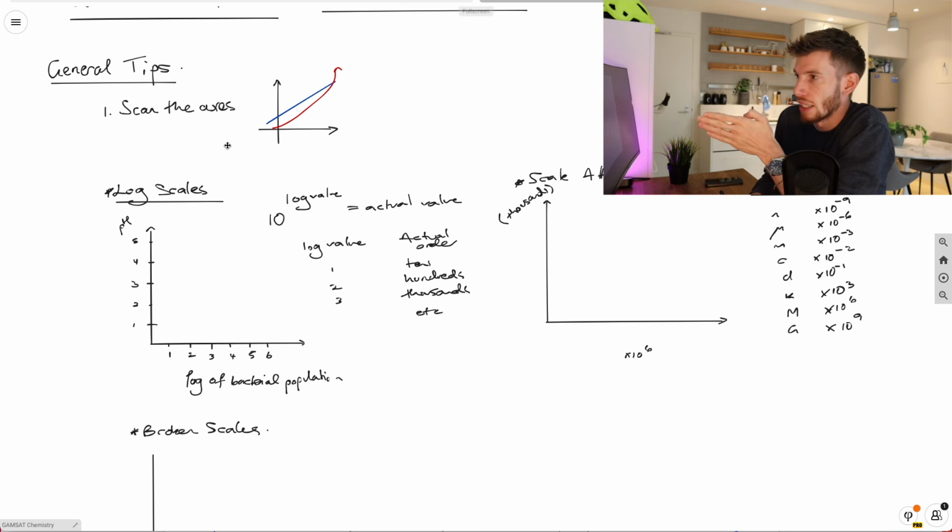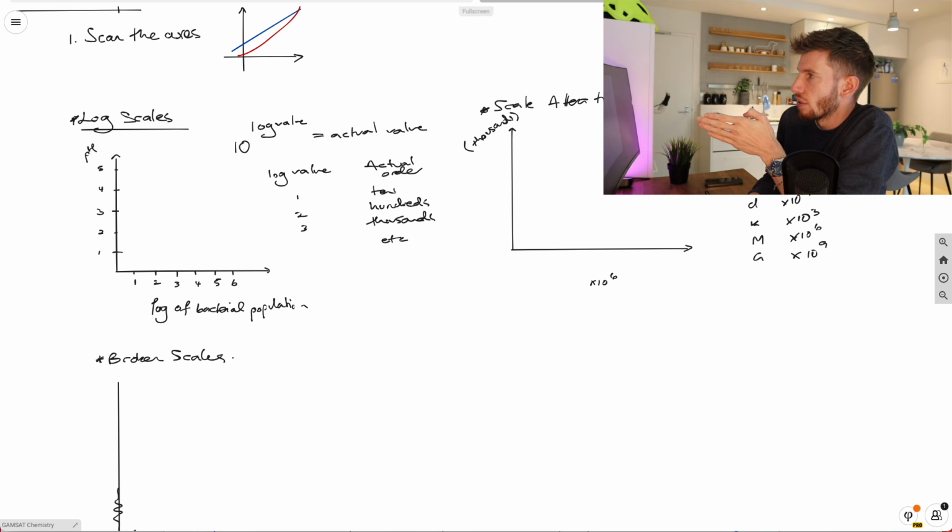All I'm doing here is scanning through and getting a sense of what kind of scale I'm dealing with. Some of the common ones, I'll leave off obviously linear scales, which are just standard numbers. We're going to start with if they give you a log scale. Say here I've done an example, log of bacterial population, 1, 2, 3, 4, 5, 6, and then we've got pH, which is technically not a log scale, but let's leave it at that. Then immediately we need to understand what a log actually means.